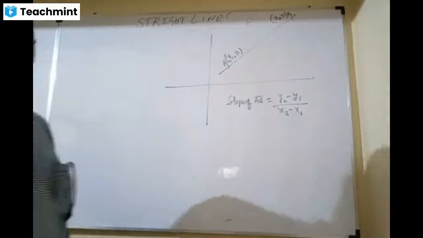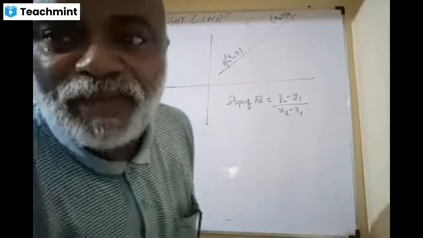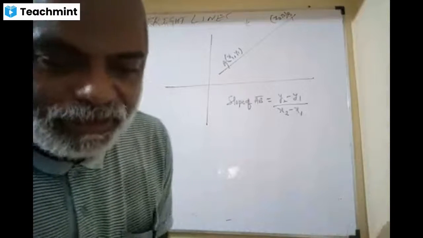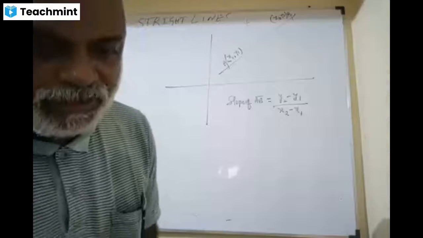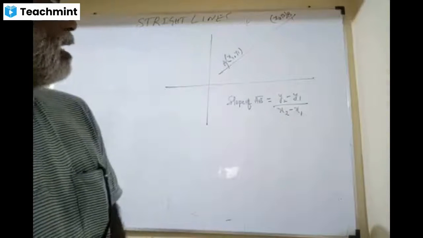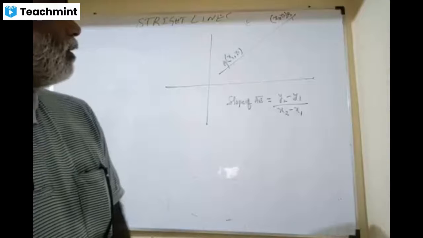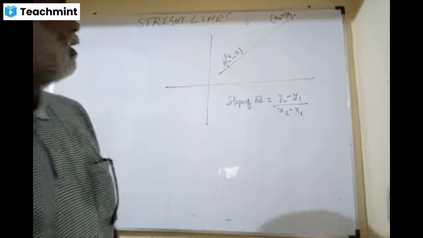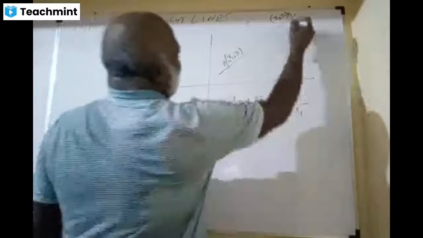Will you try? Yes, sir. The two sides are equal. BC is equal to y2 minus y1 and AC is equal to x2 minus x1. Okay, I think I get it.